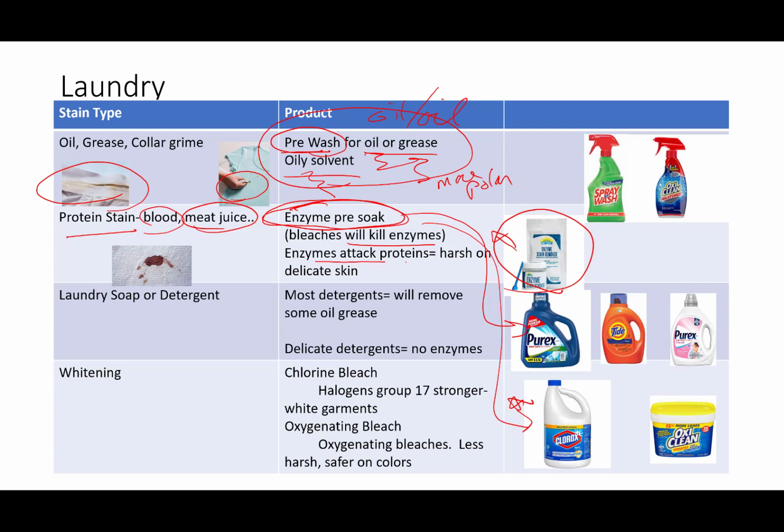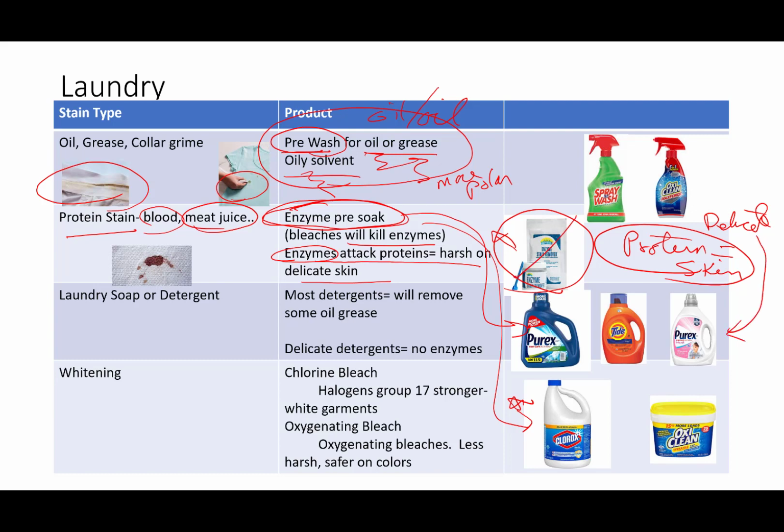Now, enzymes are going to be harsh on delicate skin because why? Enzymes attack proteins. What is made of proteins? Skin is made of proteins. So if you have someone in your family that has delicate skin, do not use enzymes and use baby laundry detergent. Baby laundry detergent does not have enzymes in it because that is going to be hard on delicate skin. Normal laundry detergent is going to be good at removing some oil and grease. That's the purpose of soap. We'll talk about soap more next talk.